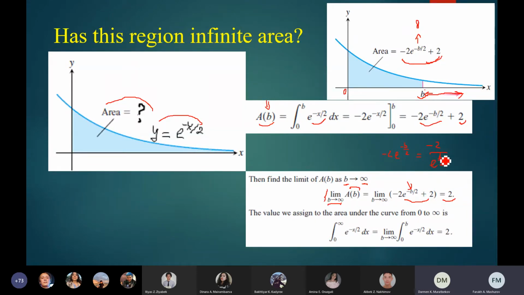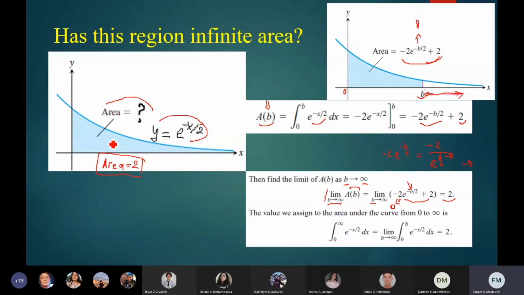Since b approaches infinity, this one also goes to infinity, and since minus 2 is a constant number, the fraction goes to 0. So we let this one be 0 when b approaches infinity, and our limit will be just 2. Okay, guys, what does it mean? The area of this object defined by this function, this colored region, is equal to 2.